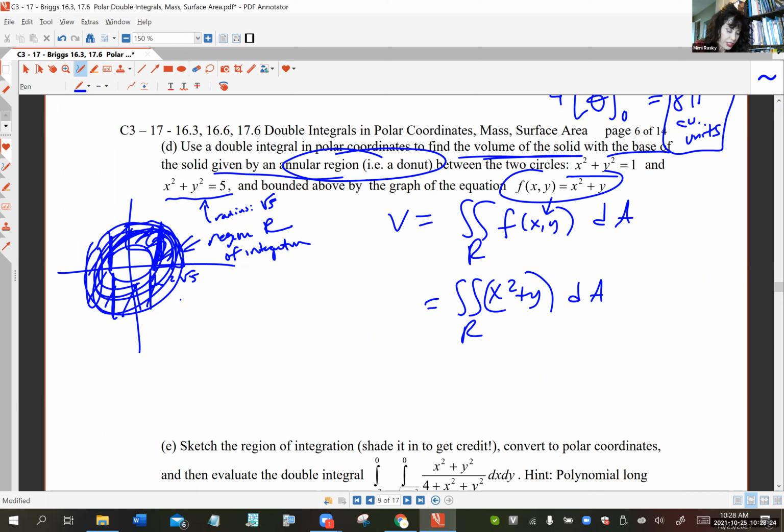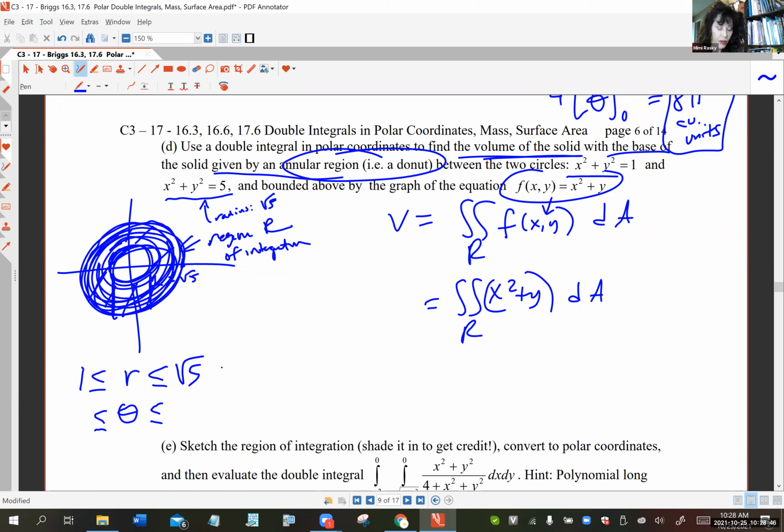But first, look at our region R of integration. Let's figure out the range for theta and the range for r here. So the range for r, we have the radius starting at 1. And remember, r is the kind of thing that blooms outward. It starts here at 1, and then it gets larger and larger in that region until it hits the maximum it can get there, which is square root of 5.